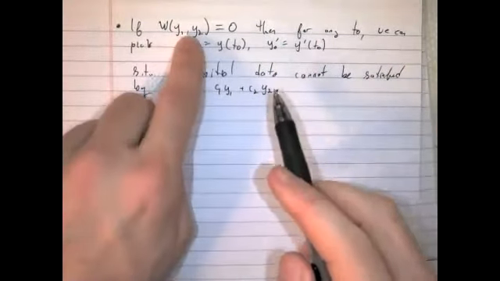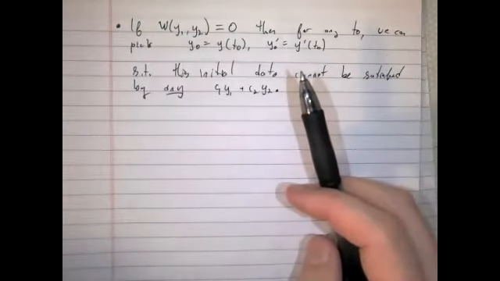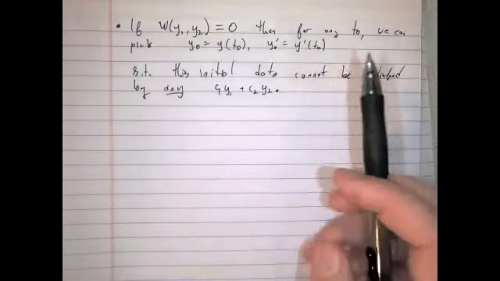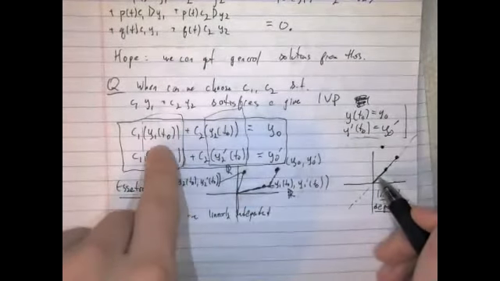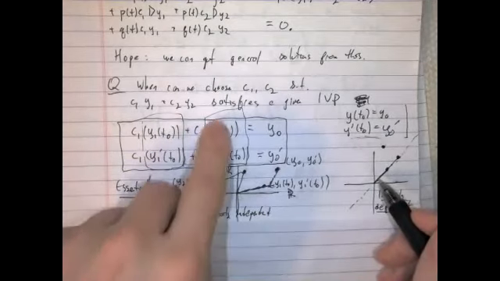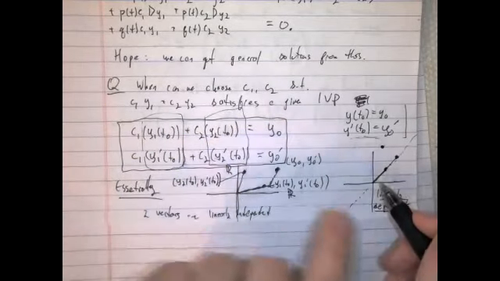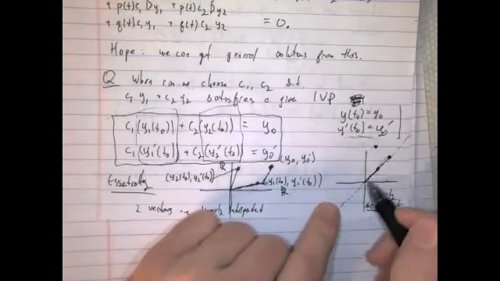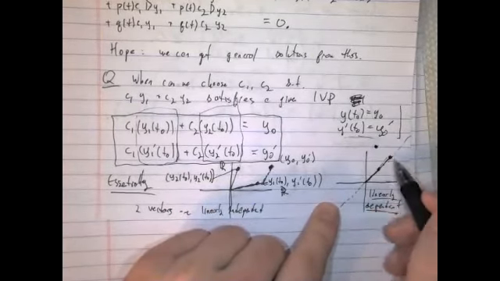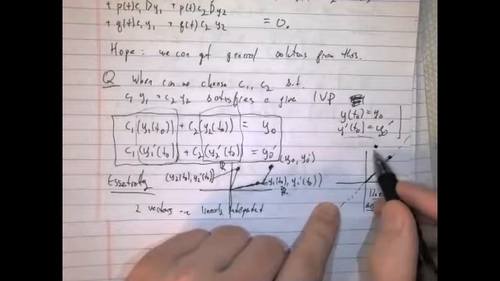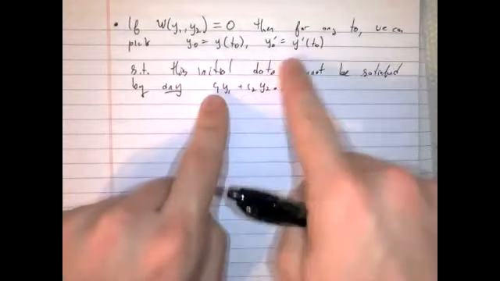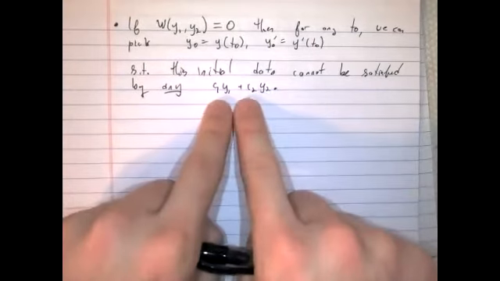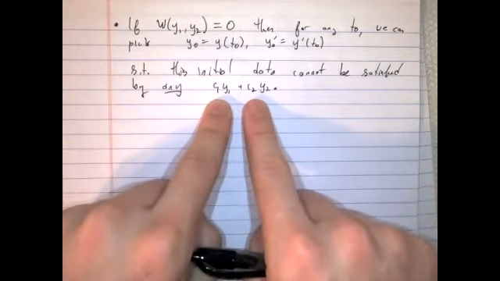Essentially, if the Wronskian is 0 everywhere, then I'm saying pick any point t0, then these vectors given by y1 t0 and y1 prime t0 and y2 t0, y2 prime t0 live on the same line. And as long as you pick some initial data that's off of that line, you will never be able to satisfy this linear system. Or in other words, you can't satisfy this IVP at this point using this data, using any possible linear combination of y1 and y2.